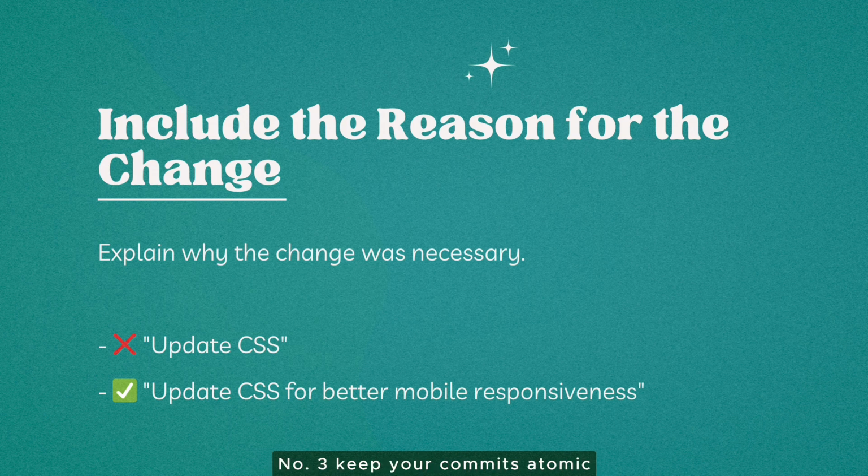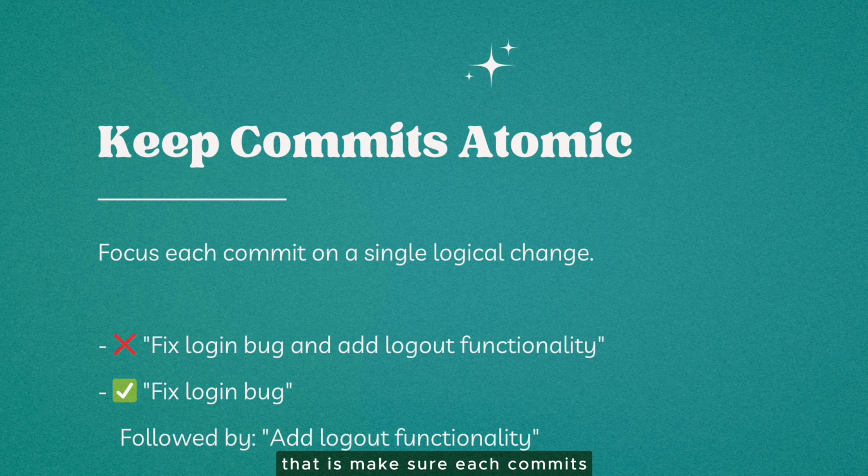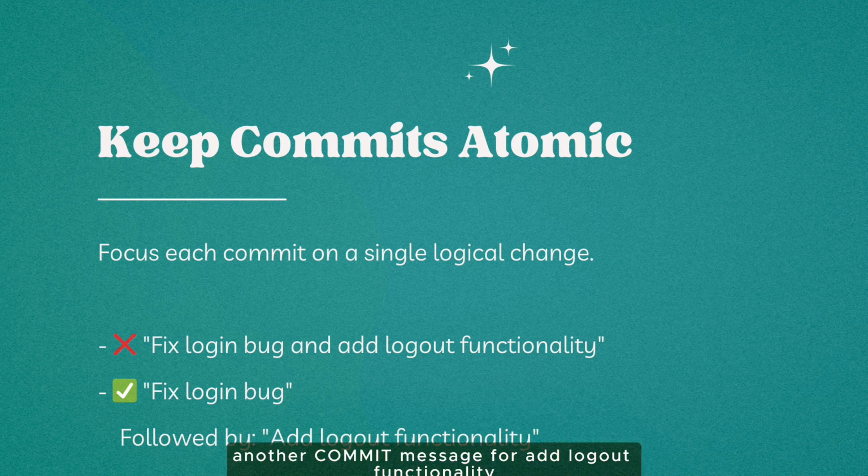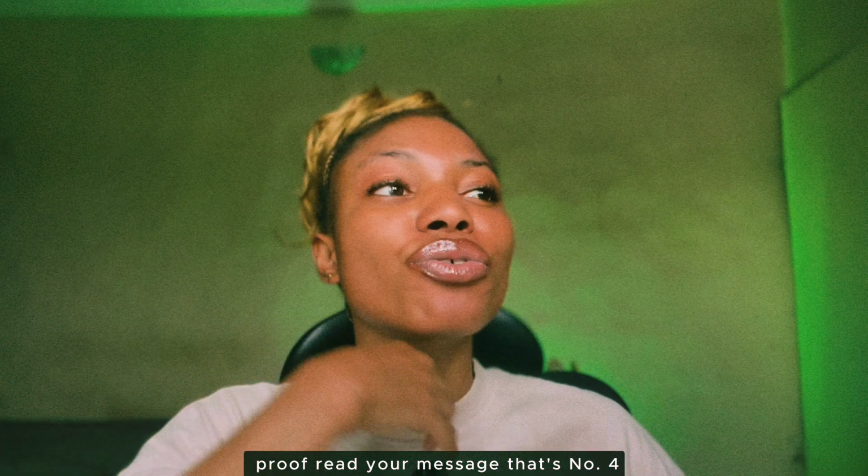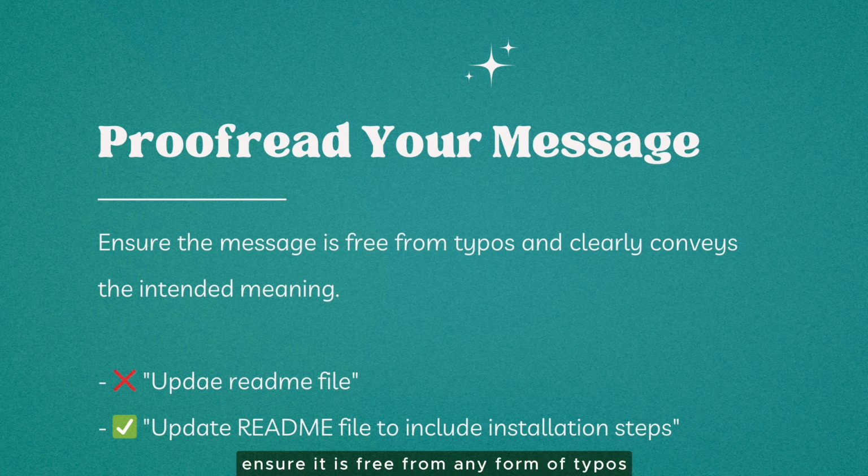Number three, keep your commits atomic. That is, make sure each commit focuses on one single logical change. Don't combine things together. Don't do fix login bug and add logout functionality. That's wrong. Do fix login bug, then another commit message for add logout functionality. Proofread your message. That's number four. Ensure it is free from any form of typos and make sure it clearly conveys the intended meaning. This is wrong, while this is right.